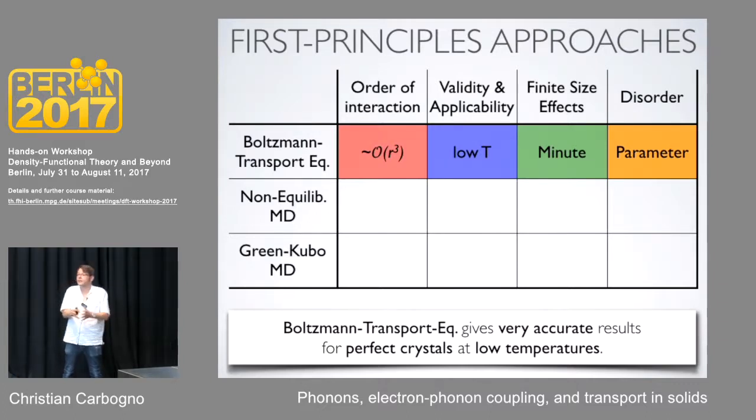But the finite size effects are minute. You're working in reciprocal space. Everything works fine. And even disorder or defects can be treated in additional parametric models. If you want to go to high temperatures, you typically would like to use molecular dynamics so that really all interactions are accounted for.